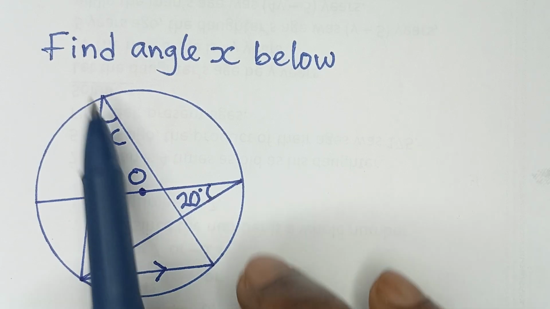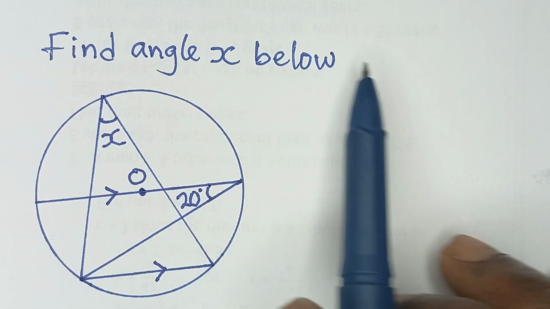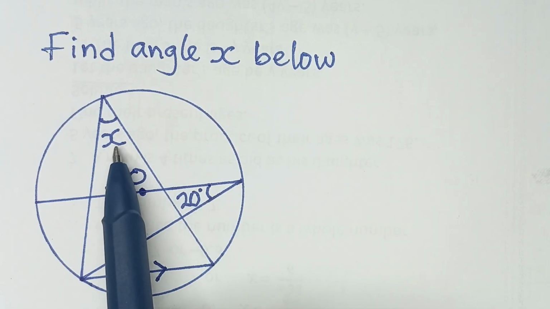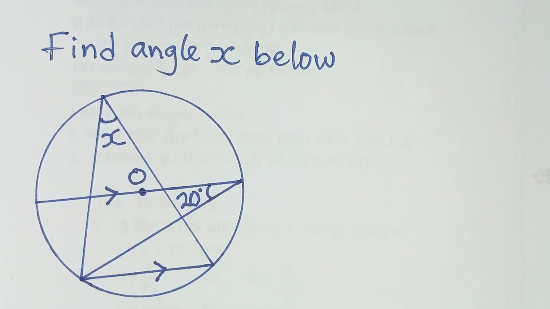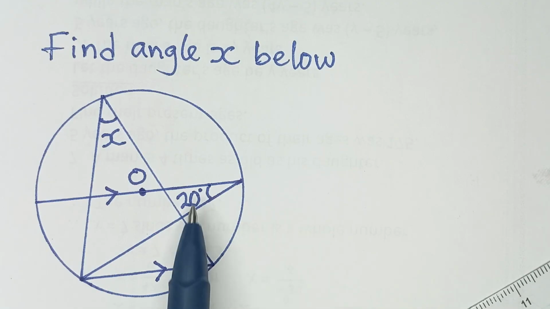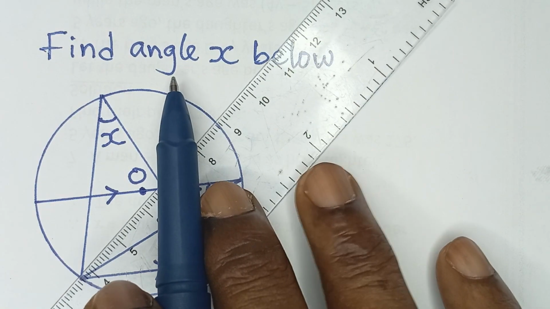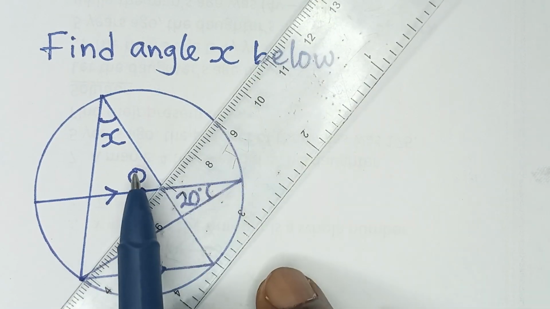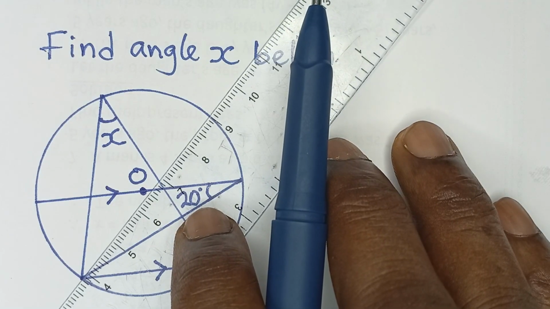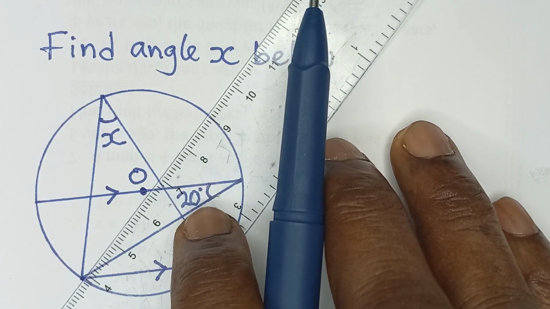The question here says we find angle X below. So we have to find the value of this angle. Now the first thing I would like to do here is to obtain, using this 20 that I have here, an angle at the center of this circle. Don't forget this point O is the center of the circle.